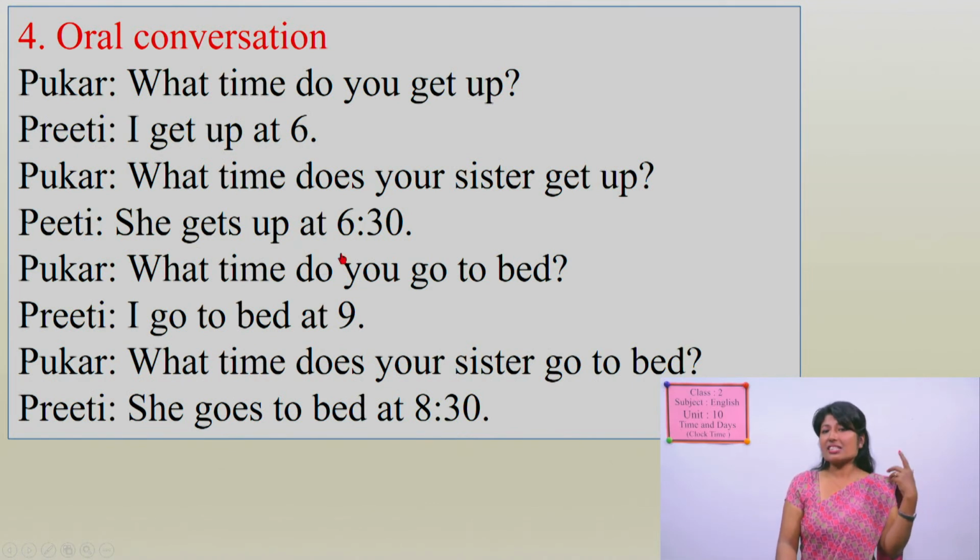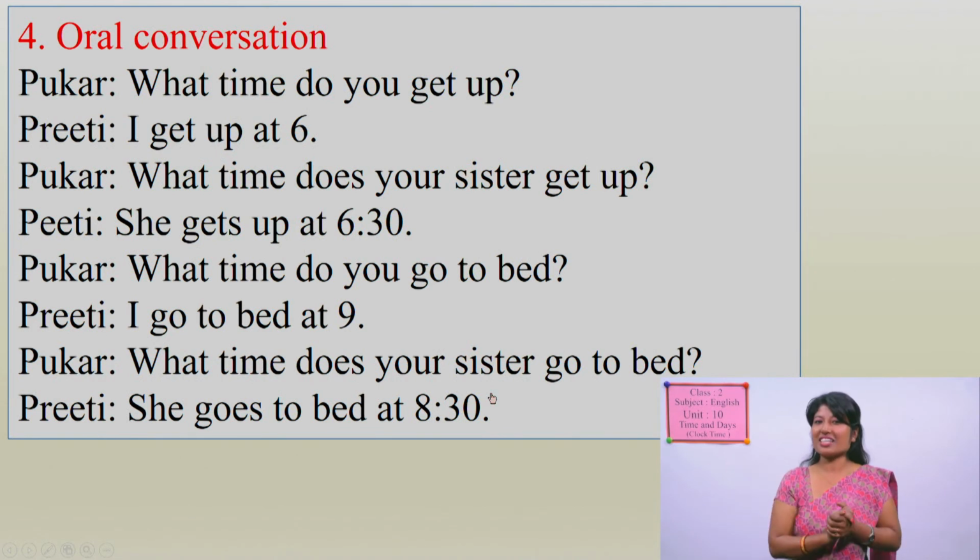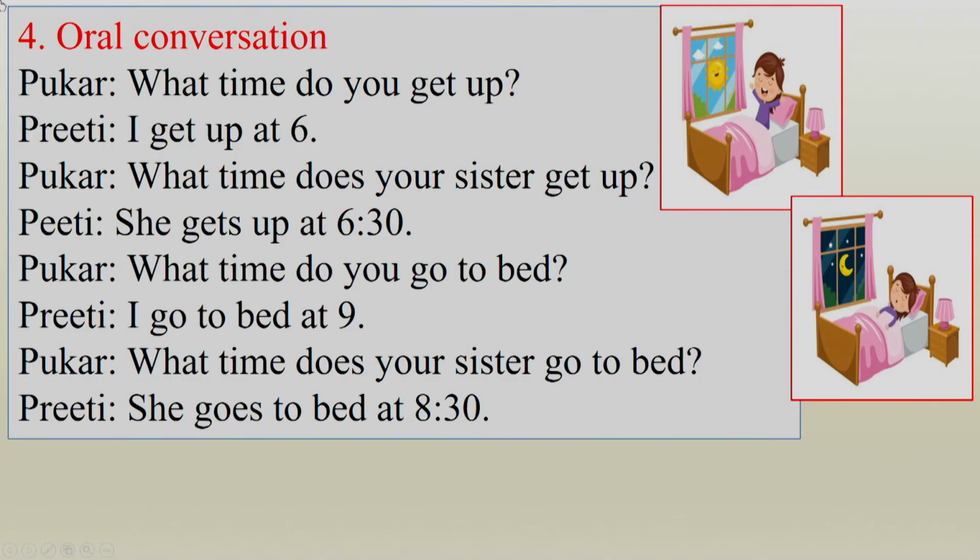Okay, so what is this 6:30, 8:30? We will come to know about this in the next class. Today we have just practiced o'clock. Now, these pictures are related to this conversation. When do you get up and when do you go to bed? 6 in the morning. And when do you go to bed? 9 at night.